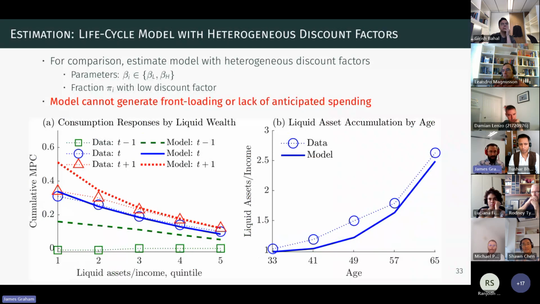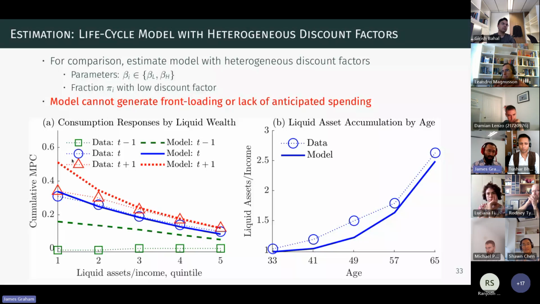It can capture the high MPCs that decline with liquid wealth. It can capture some of the wealth accumulation across age. What it cannot do, and it fails to do this quite obviously, it cannot capture the lack of anticipated spending. That's the green line, it is much too high relative to the green squares. And it cannot capture the lack of front loading of expenditure receipt.